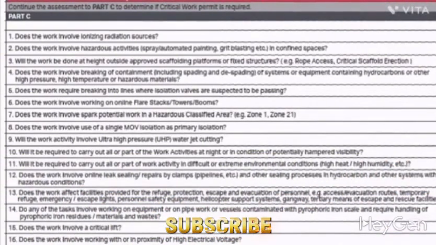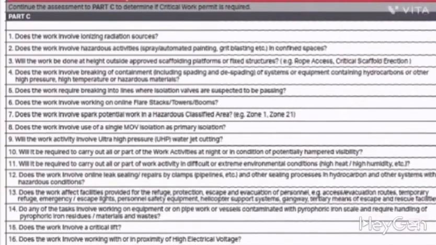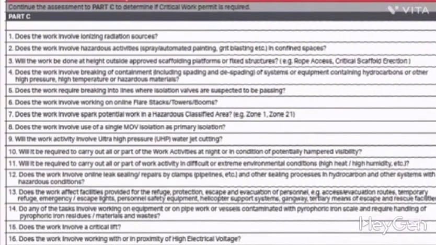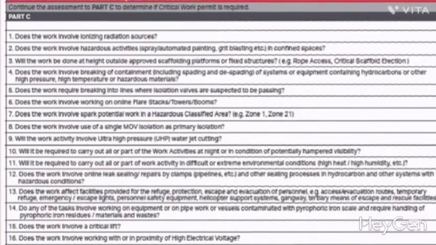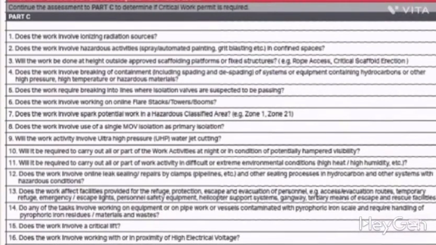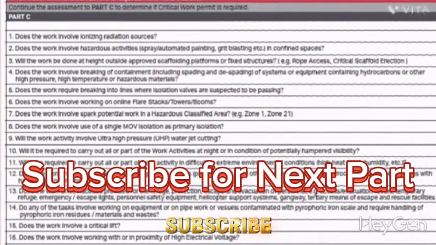Mark yes or no in the checklist based on your activity. Work at height outside scaffolding or structure: work can also be on a fixed structure or temporary platform. Whatever applies, you have to mark yes or no in the checklist as per your work activity. Number 3 is: will the work be done at height outside an approved scaffolding platform or fixed structure? You can work at height on that fixed structure, or it can be on a temporary elevated platform.